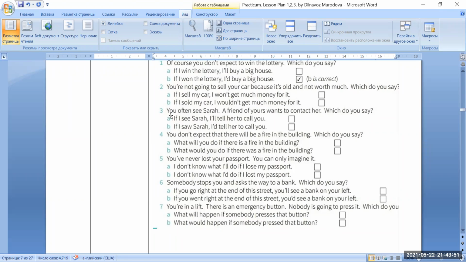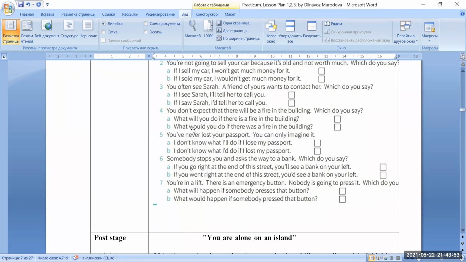Okay, the third one. Let's say Sarah, a friend of yours, wants to connect with her. Which do you say? If I see Sarah, I will tell her to call you. So my answer is A, because the situation is real. It's possible to see her. Today or tomorrow I will see Sarah and I can tell her to call you. So that's what I say.